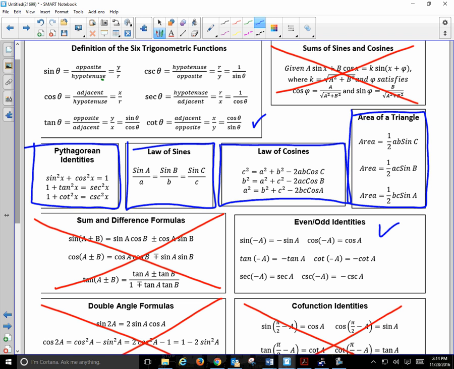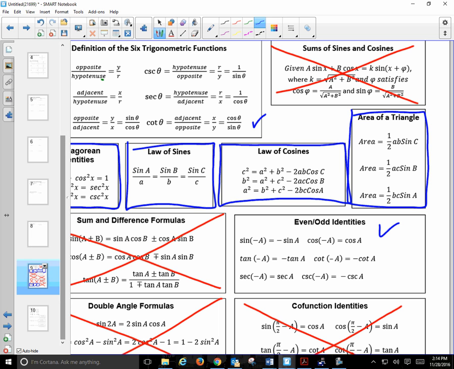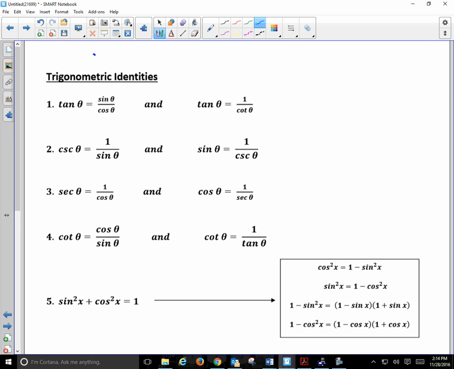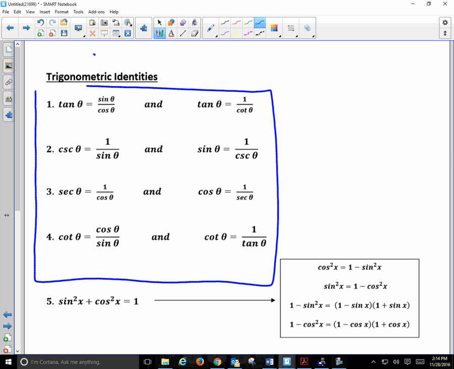This is the sheet that you get to use on your test. If you flip it over, there's even some better examples for you. And today, we are going to focus on these main 4 examples here.